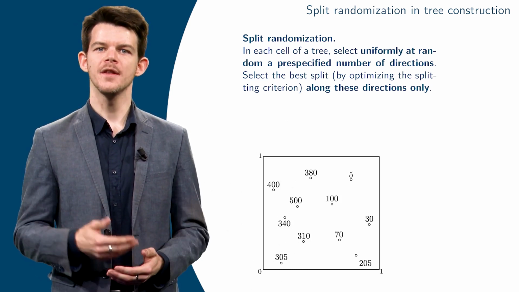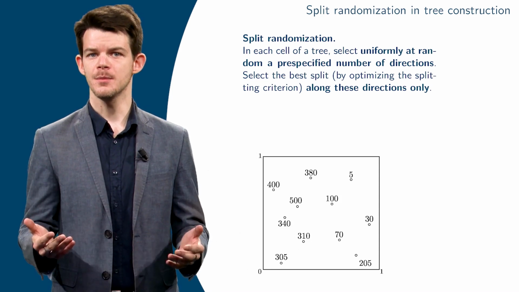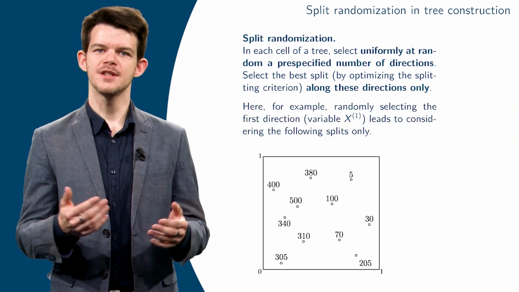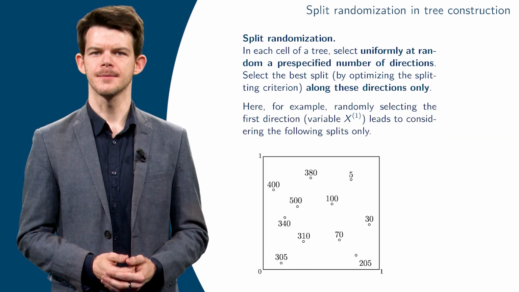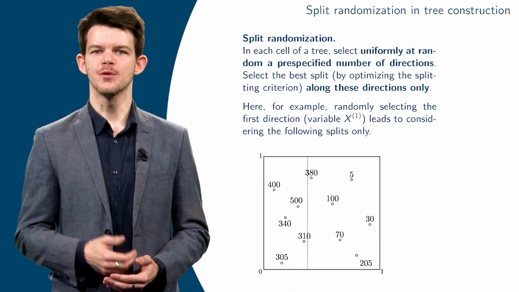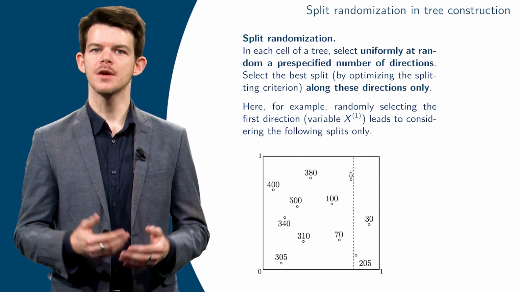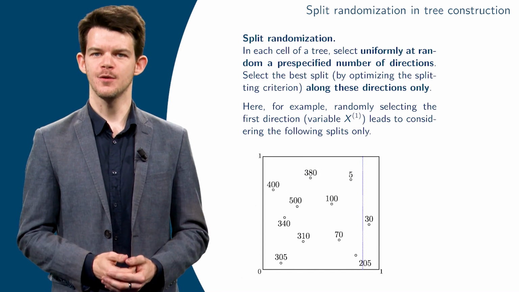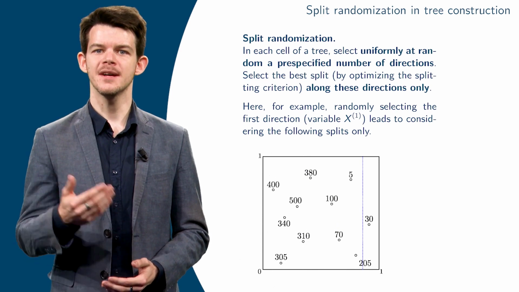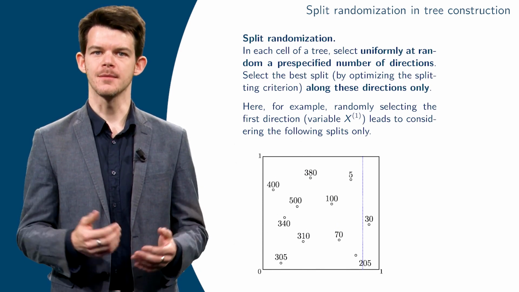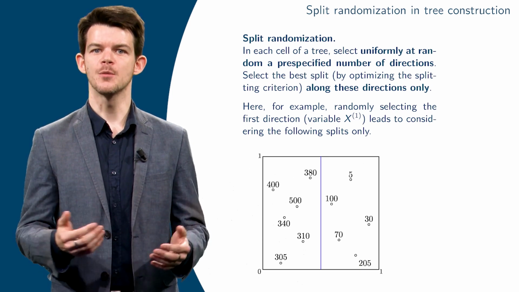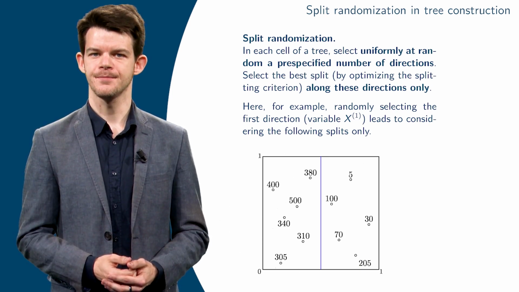In our example, one direction is then selected uniformly at random among the two available directions. Let's imagine that direction 1 is selected. Instead of considering all the cuts made according to the first and second variables, we consider only the cuts according to the first variable, the randomly selected direction, and look for the split with the maximum impurity reduction among them. We thus obtain this cut. We have thus added some randomness to the split directions.